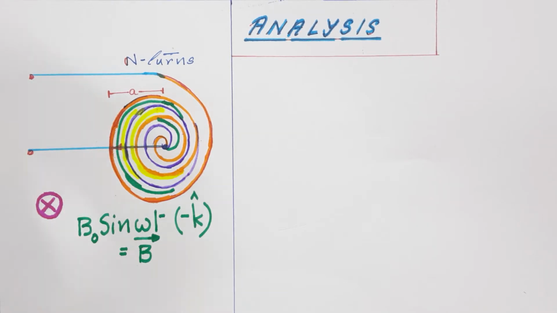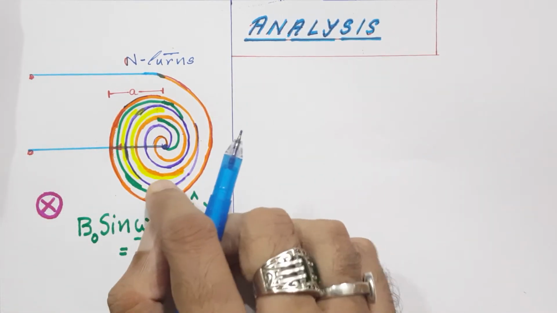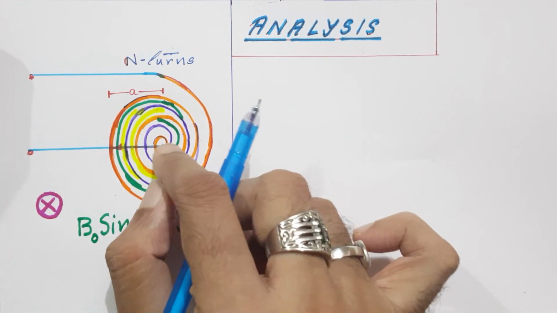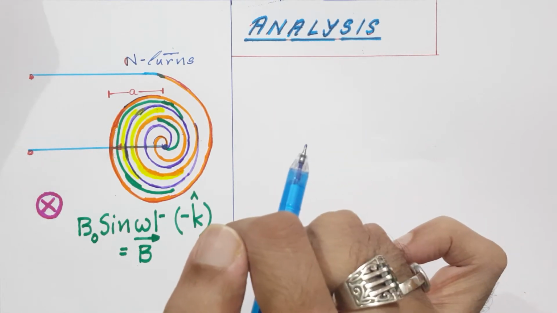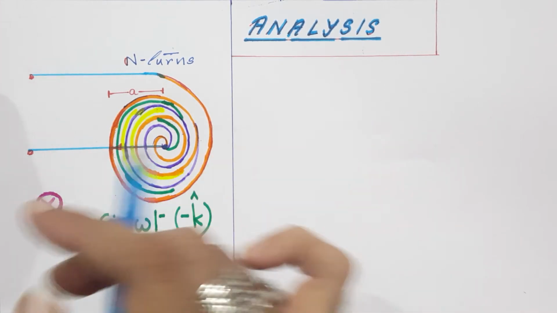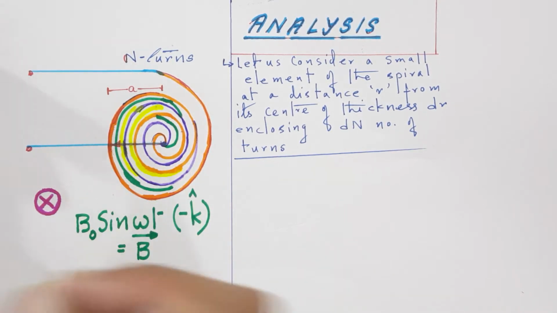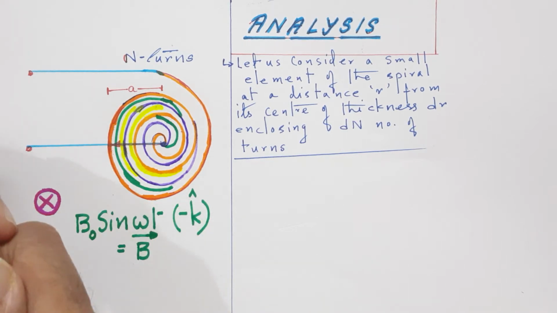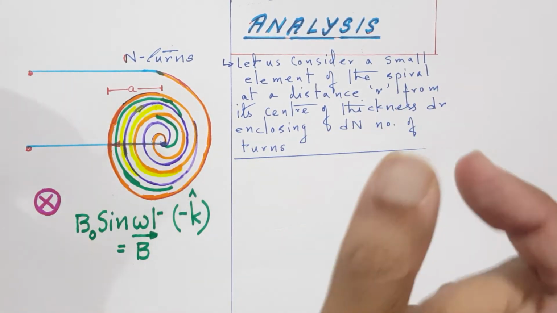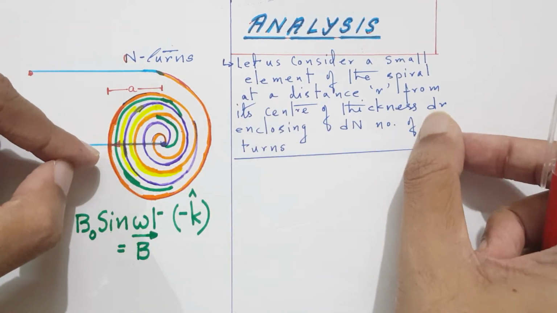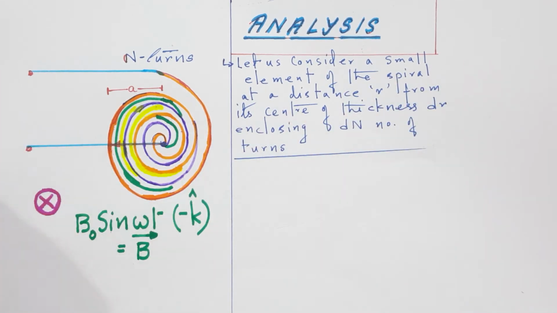Our first approach will be that let us consider a small part of the spiral of thickness dr at a distance small r from the center. Okay, so that is our first thing that we need to consider. So we have considered a small element of the spiral, say at a distance small r from the center. If I consider a small part of thickness dr, and that dr length of the radial distance basically encompasses or covers dn number of turns.